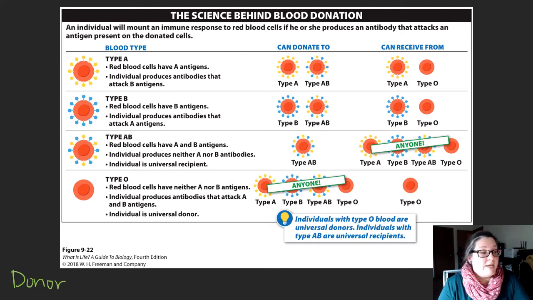If I donate, I have to think about the antigens on the cell surface, because the antigens on my cell surface matter for who I can donate to. If you're thinking about the recipient who's going to be receiving the blood, you have to think about the fact that they make particular antibodies or not.